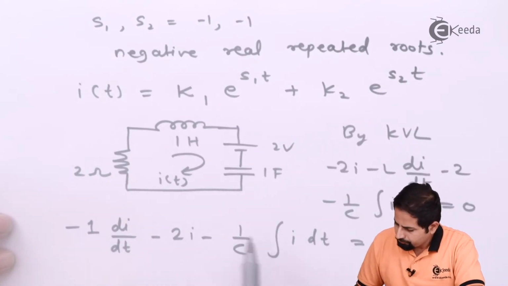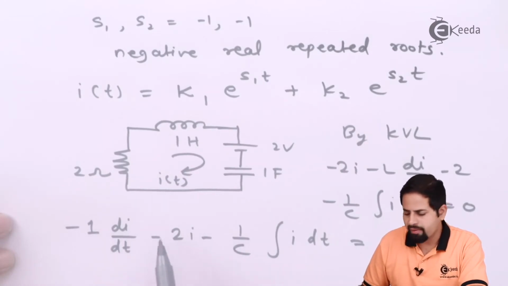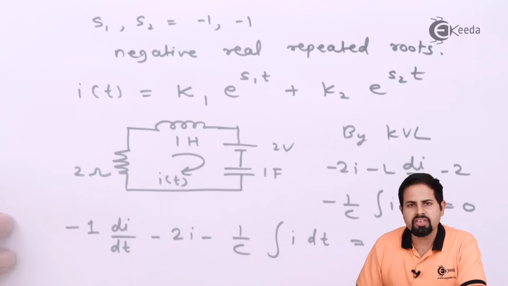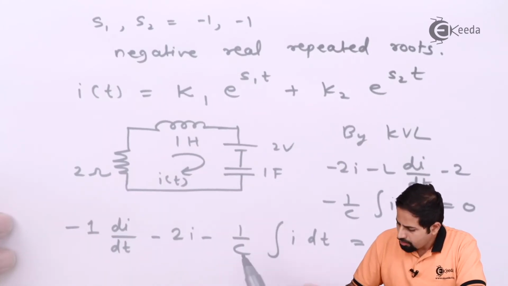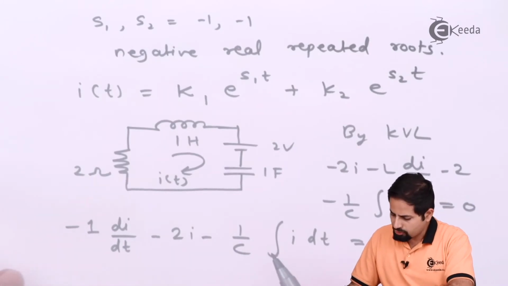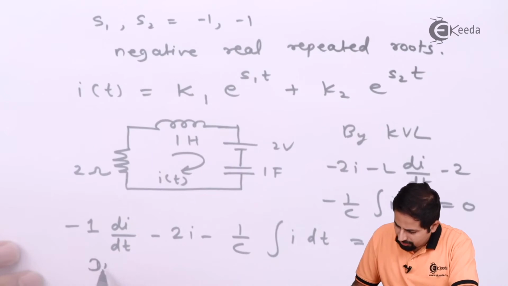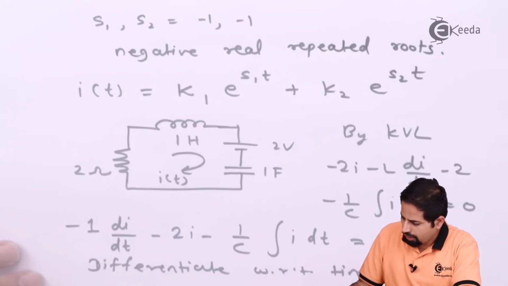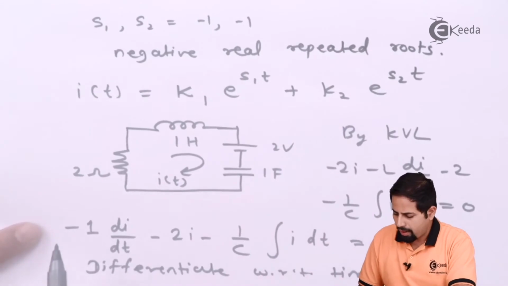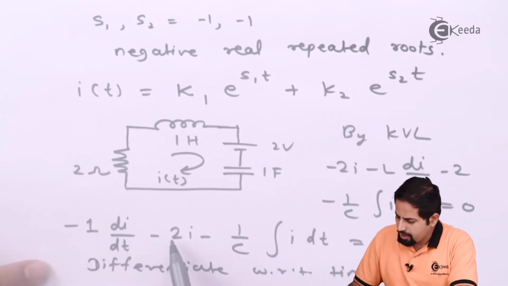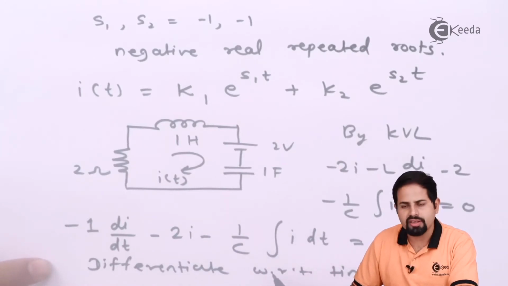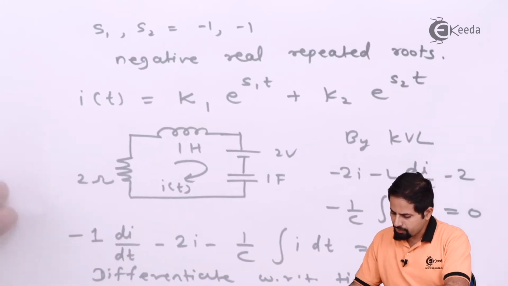Now we will take a derivative of this, because there is an integration sign which I don't want. So I will differentiate this equation with respect to time, where the value of C is yet to be put, so we will put that also. When I do that, what will come here is minus d square i by dt square, then minus 2 di by dt, and the integration will go and it will be simply i upon C.